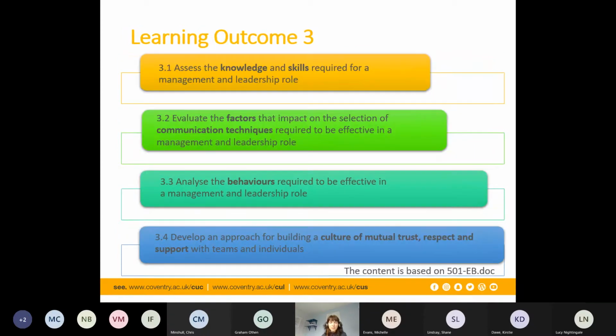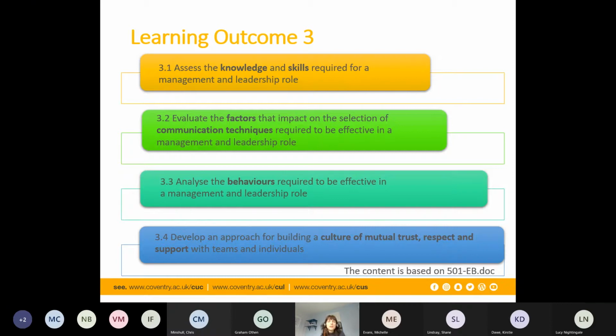Today we're going to start off by looking at the knowledge and skills that a manager needs. Then we're going to look at communication and the process that takes place there, and how we choose which way, and also consider what our preferences are versus what our audience's preferences are, because sometimes people like to be told in a certain way, whereas your preference might be different, so there might be a mismatch.